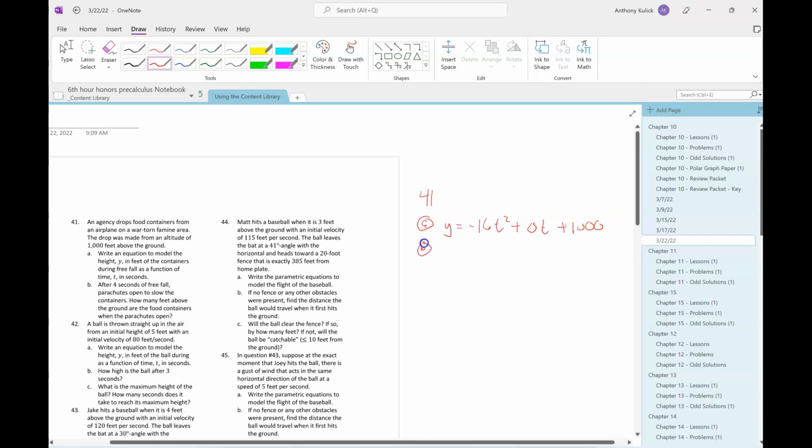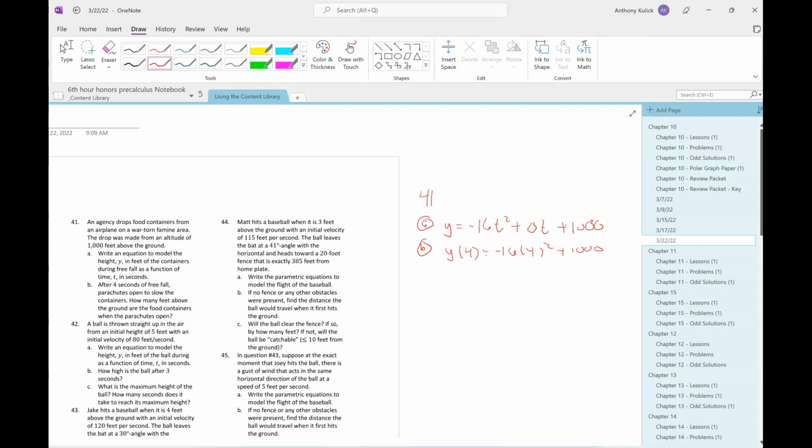And then part B says after 4 seconds of free fall, the parachute opens, show how many feet above the ground it is when that happens. So basically we're just doing y of 4. And that's just punch that into your calculator. Let's see, that's negative 256, so like 744, it sounds like.